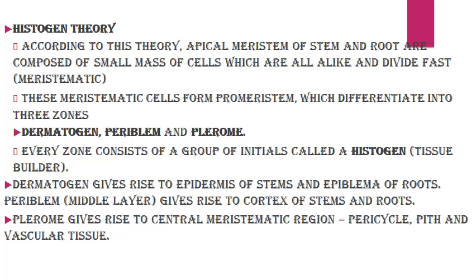Dermatogen gives rise to epidermis of stems and epiblema of roots. Periblem, the middle layer, gives rise to cortex of stems and roots, and plerome gives rise to central meristematic region, pericycle, pith and vascular tissue.